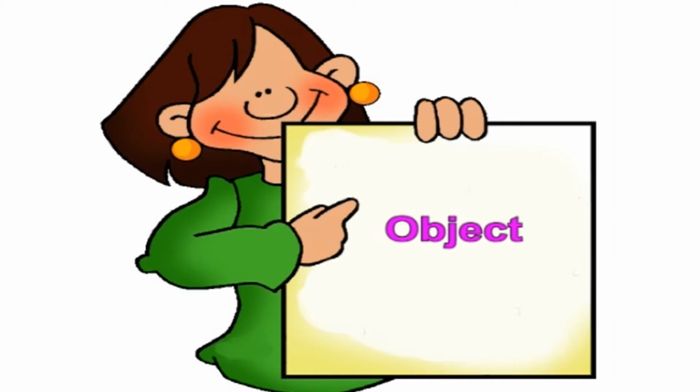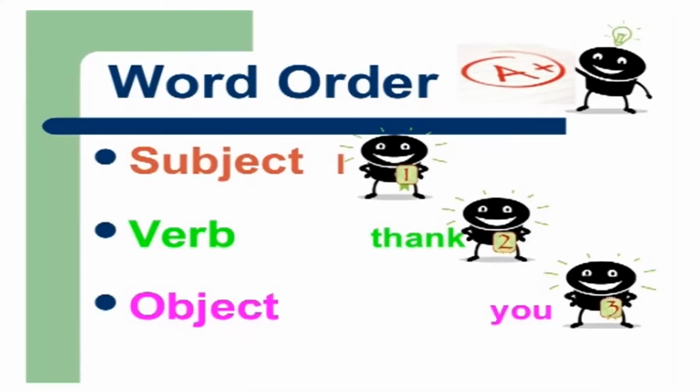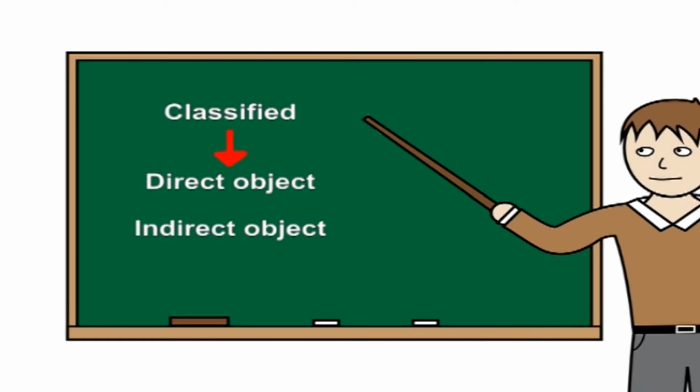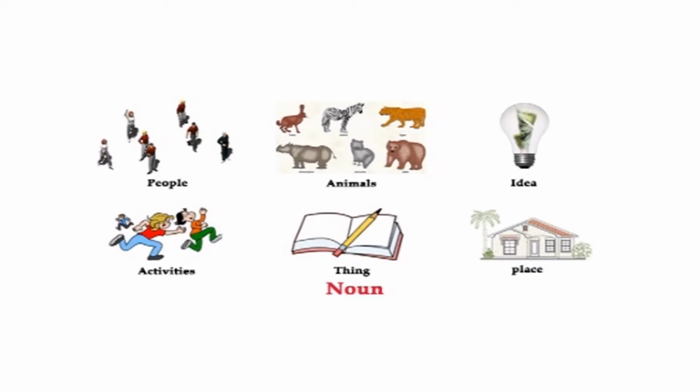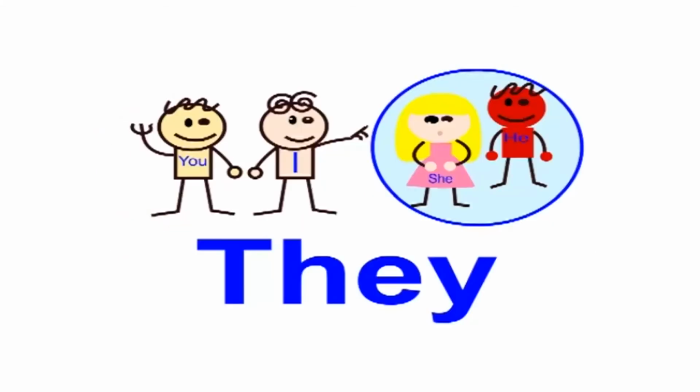Object. In a sentence, an object is as important as the subject. It describes the action of the subject. To define sentences better, objects are classified into direct object and indirect object. Let us know about direct object. The direct object receives the action of the sentence. The direct object is usually a noun or pronoun.